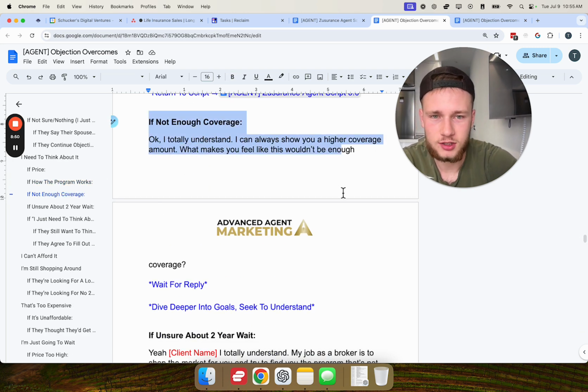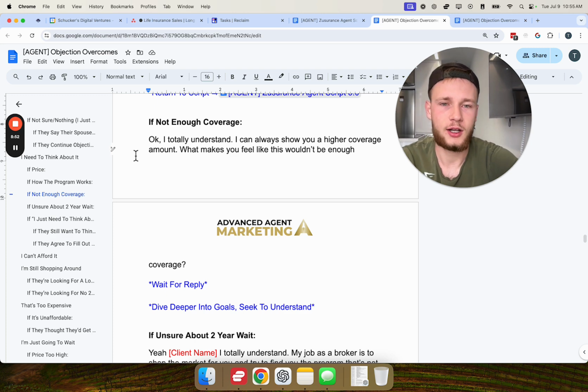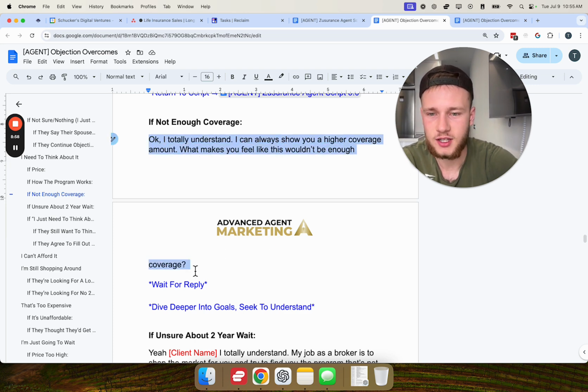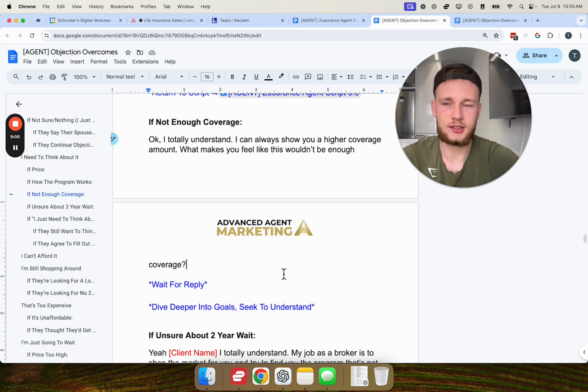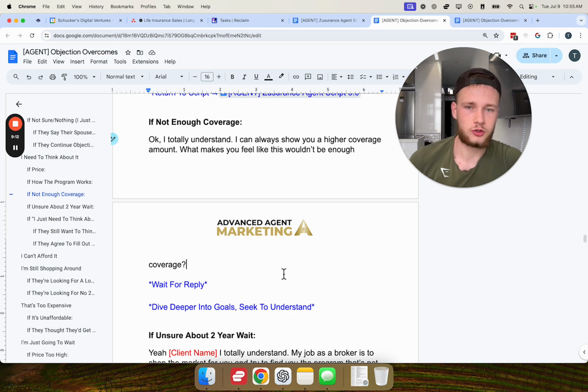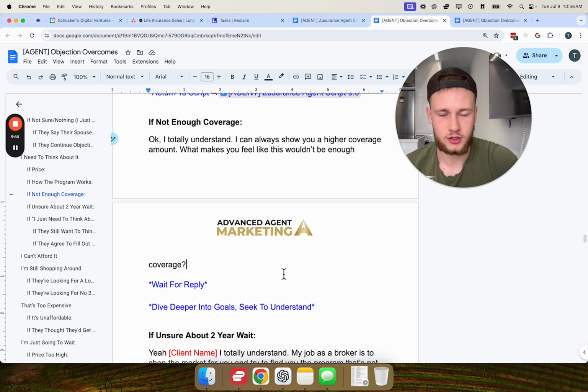They are like, oh, well, it's not enough coverage. We go here. "I can always show you a, you know, higher coverage amount. What makes you feel like this wouldn't be enough?" Because if they say it's not enough coverage, a lot of times that's like a smokescreen for, or not necessarily a smokescreen. It's just that they have this idea that they need more coverage than they actually do. And so then we kind of dive deeper into that and break it down. So if they think that they need more coverage than they do, then we just need to realign and reset their expectations with what their goals actually are.